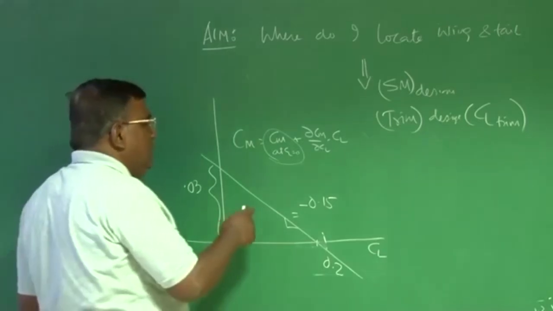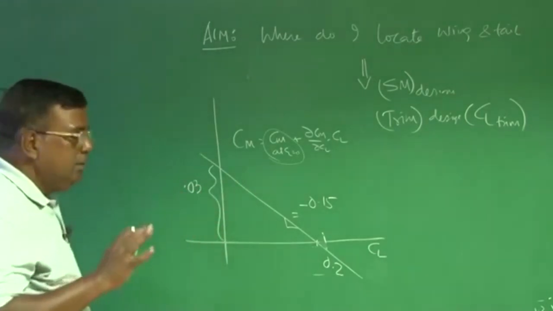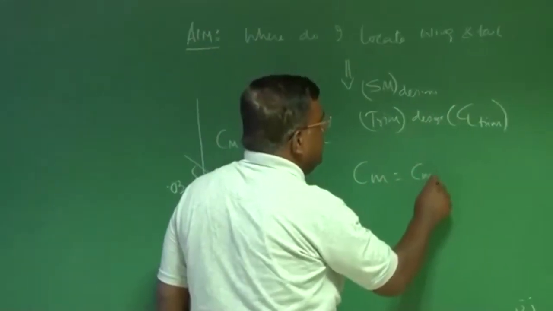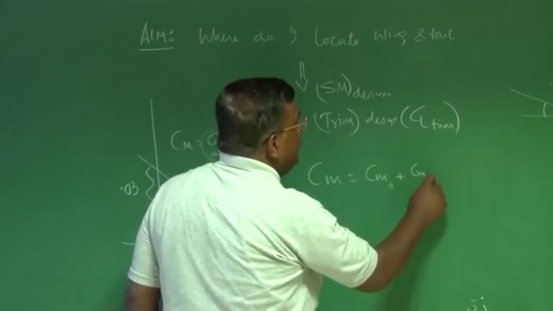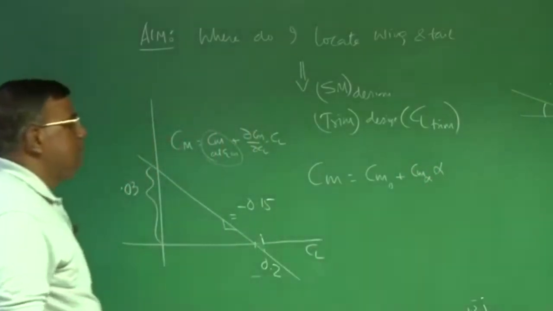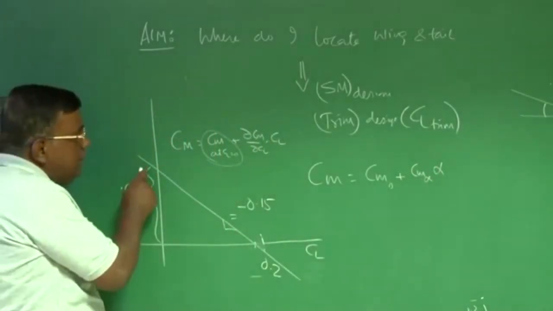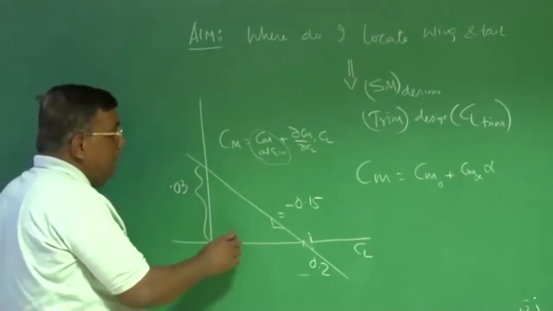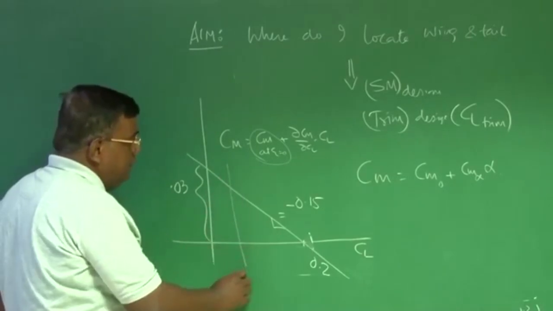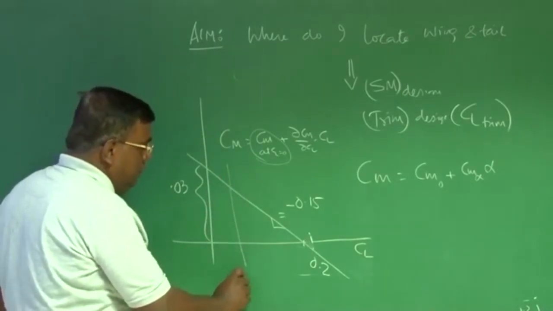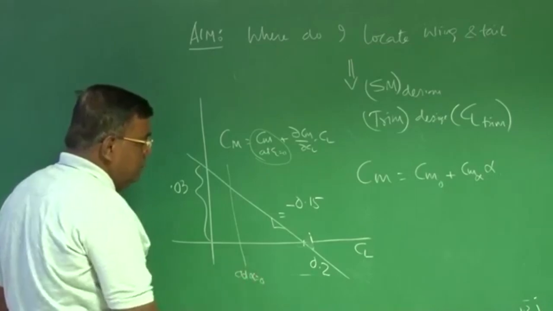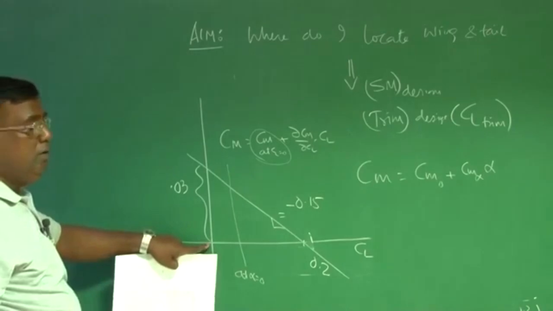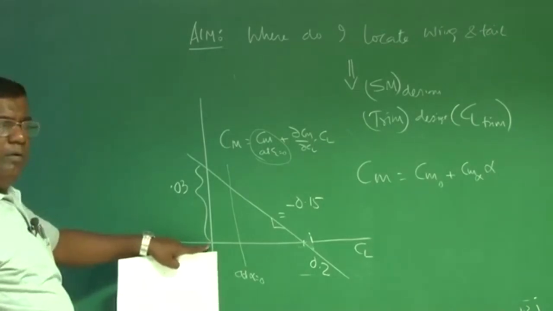It is better, as an approximation, to visualize it like this: CM equals CM naught plus CM alpha into alpha. If you see CM versus CL, this demands that CM at CL equal to 0 is 0.03, so you can always find out CM at alpha equal to 0, if it's a cambered aerofoil. If it's a symmetric aerofoil, then CM at CL equal to 0 is the same as CM at alpha equal to 0.